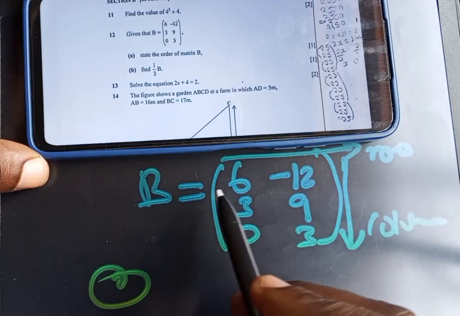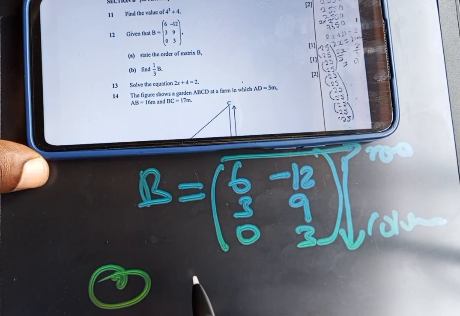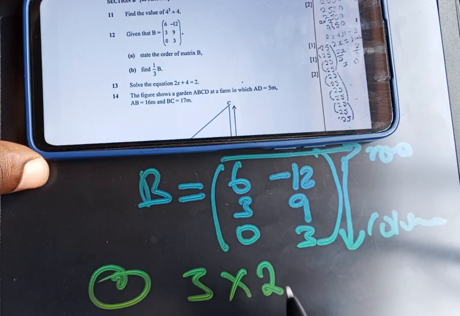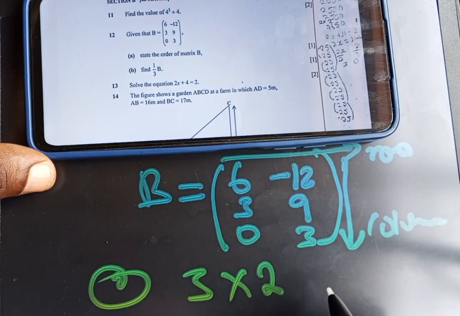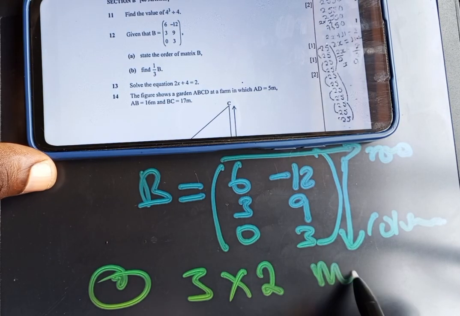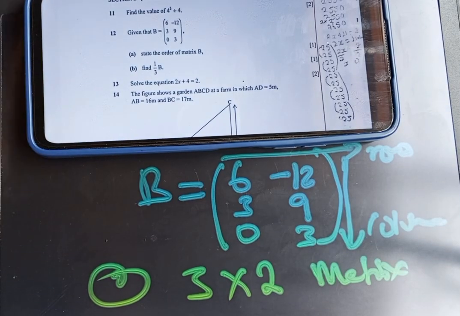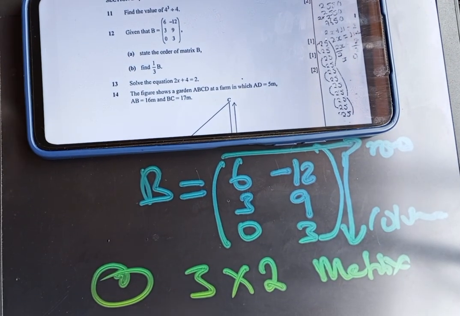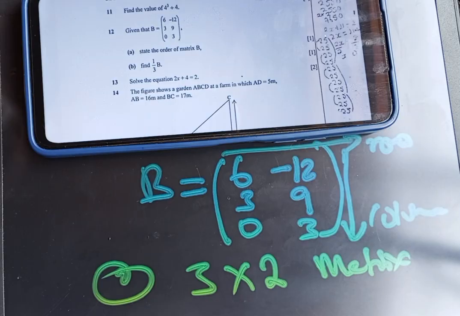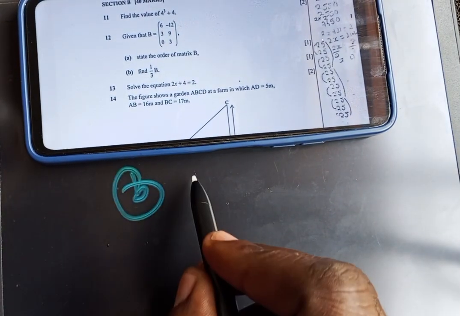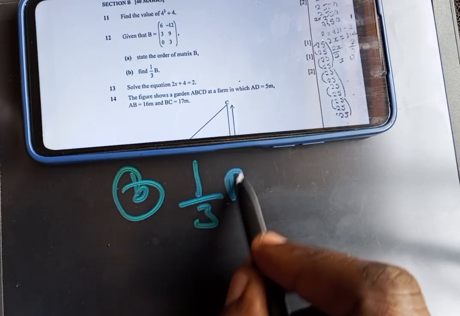So how many rows do you have? 1, 2, 3. There are 3 rows and 2 columns. So the answer here is a 3 by 2 matrix. That's the answer for question 12A. Now, without wasting time, let's answer question 12B Together. Find the value of 1 over 3 B.